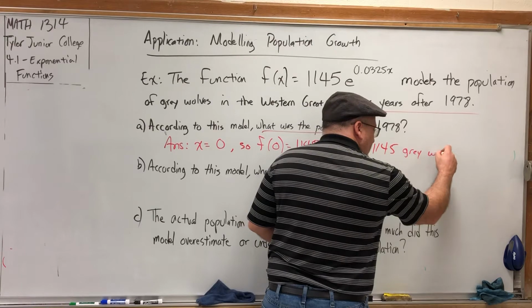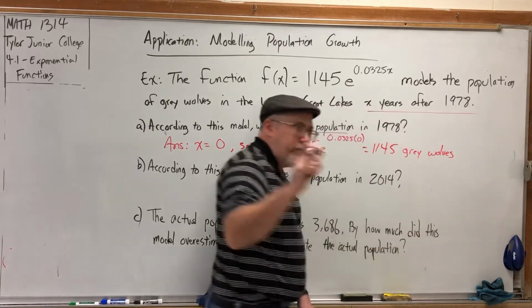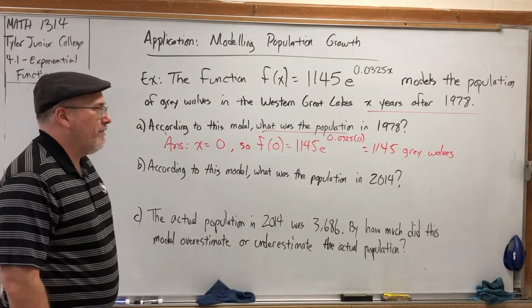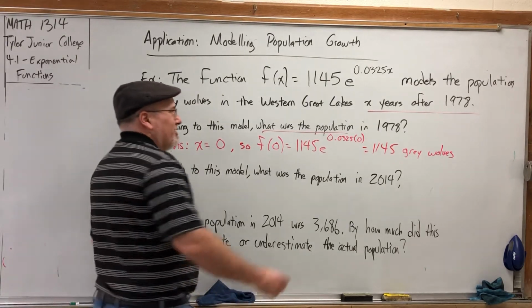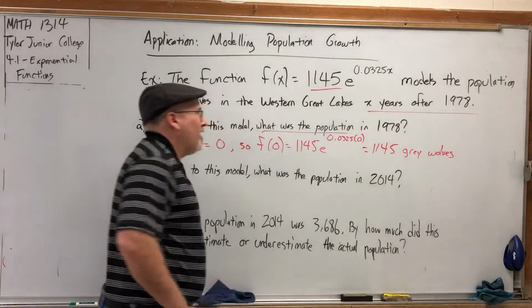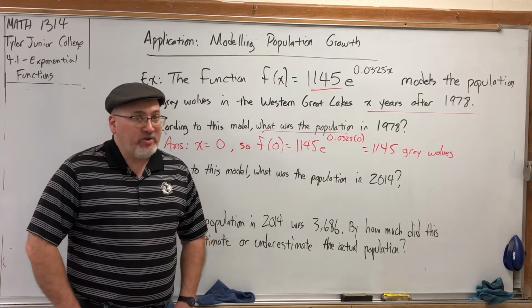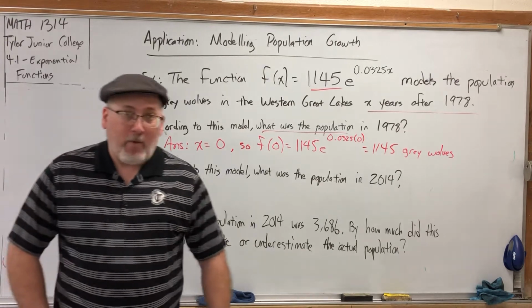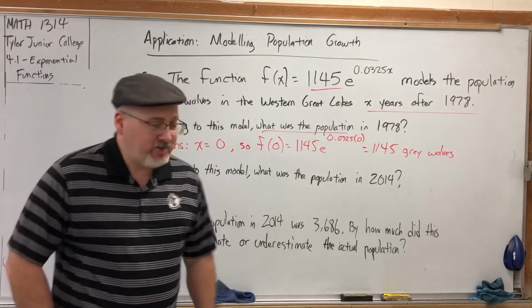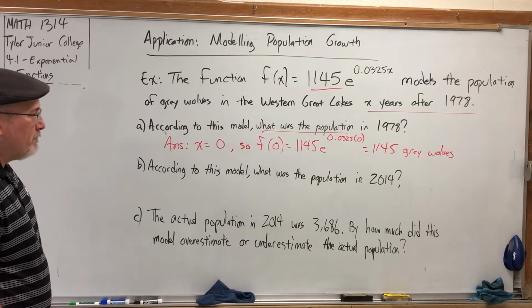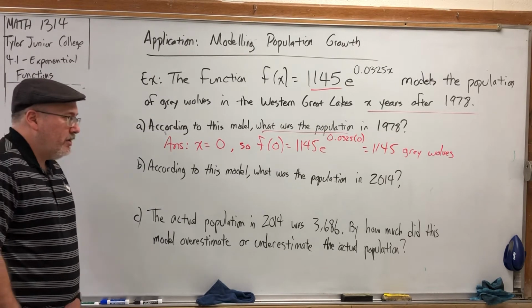So according to this model, in year 0, when they started measuring the data, there were 1,145 gray wolves. And it's not a coincidence that it's the number in front. When you're modeling population, that leading coefficient often represents the initial population from whenever we started measuring things, in this case 1978.